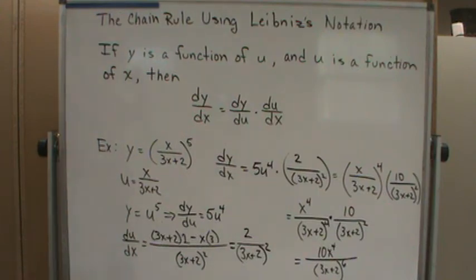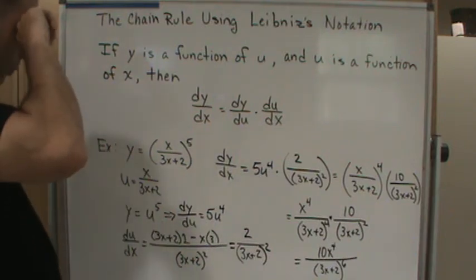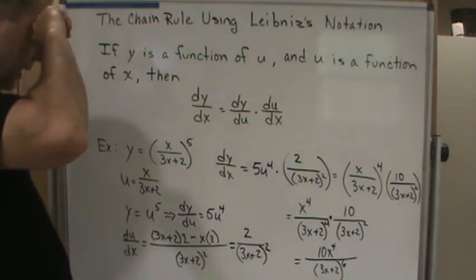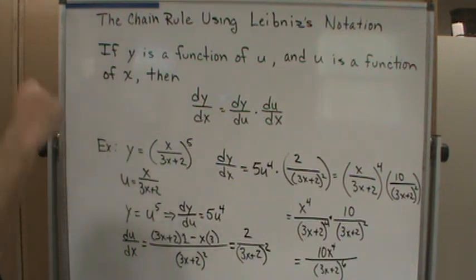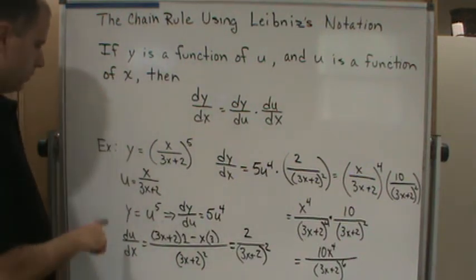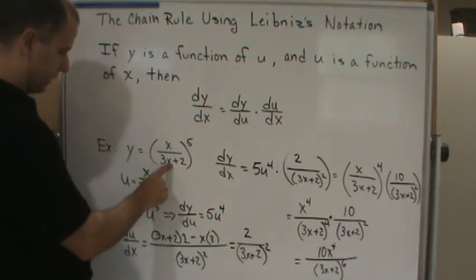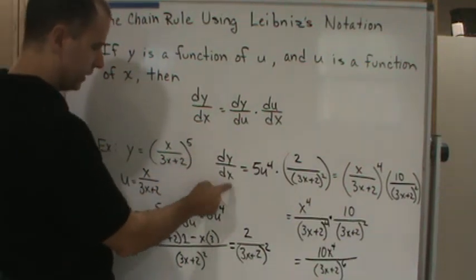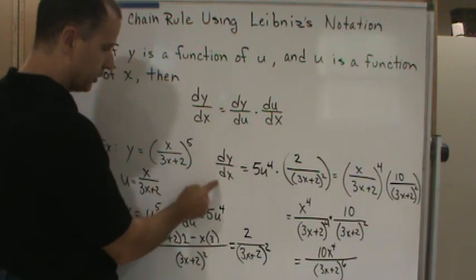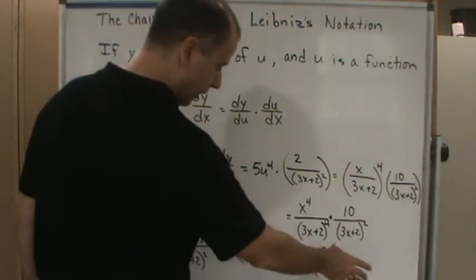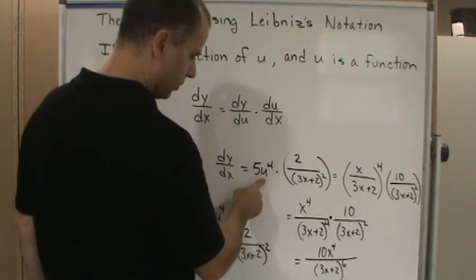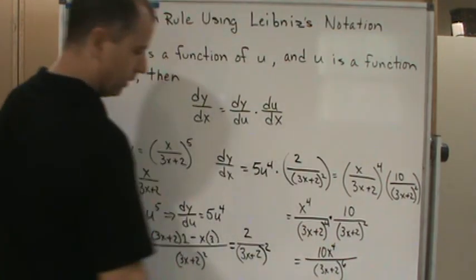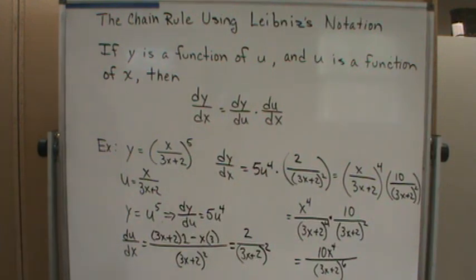Okay, so again, it's important to realize that the final answer has to be in terms of the original variables. Here we have y and x, so we're looking for dy/dx, and the final answer has to be in terms of x. So we can't have any u's here. If you have any other variables, you have to back substitute and put it in terms of x. And then once you do that, you simplify it until you can't simplify it any further.